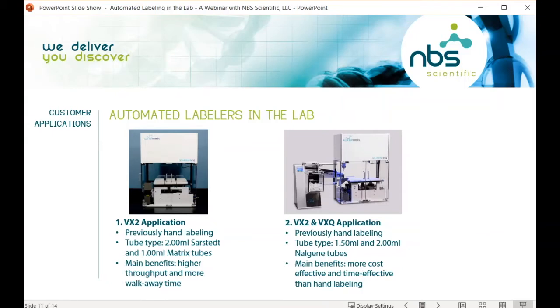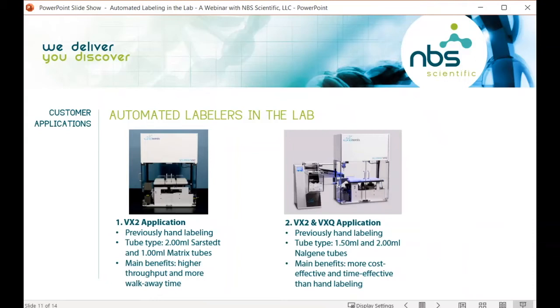They currently have 3 VX2 units, and they initially invested in these units because hand labeling for them was too slow and it wasn't consistent enough. So they primarily work with 2 ml SARSTEDT tubes as well as 1 ml matrix tubes. And the way that their process works is that they start with tubes that are in racks and also capped on the work deck of the VX2.